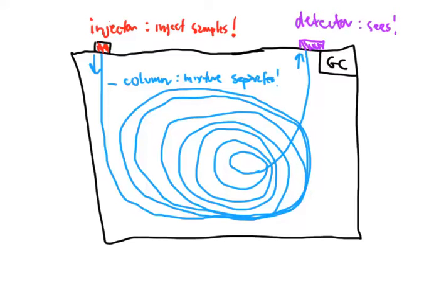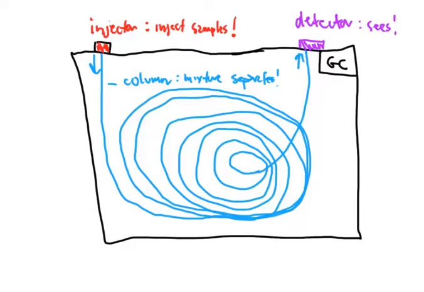So the injector, the column, and the detector. The injector injects the samples into the machine. The column begins to separate the components one from another, and then those components individually, one at a time, go into the detector and get recorded.